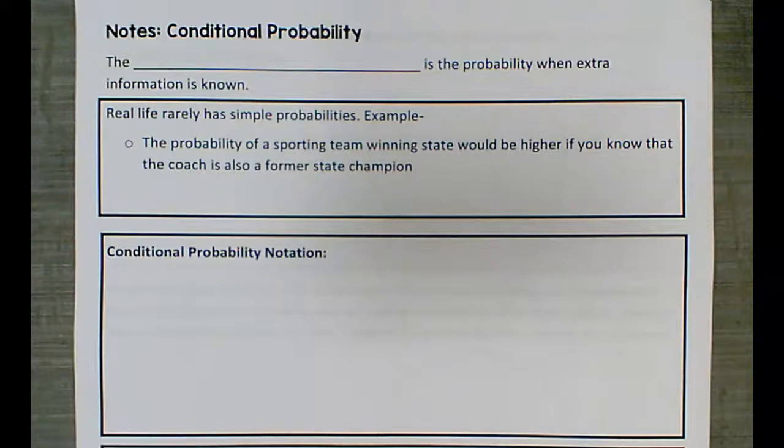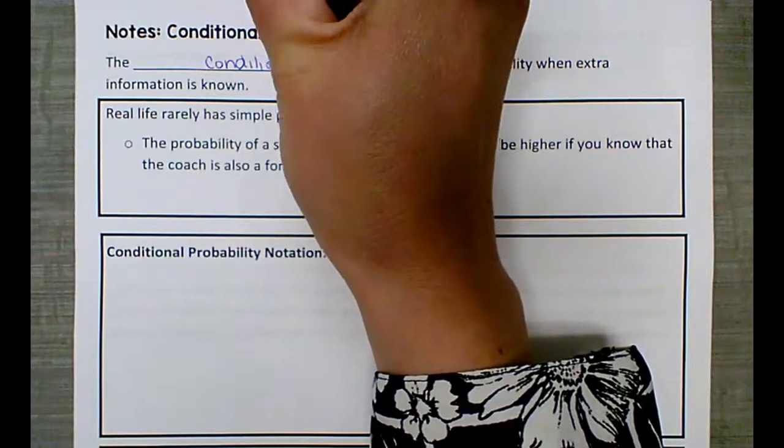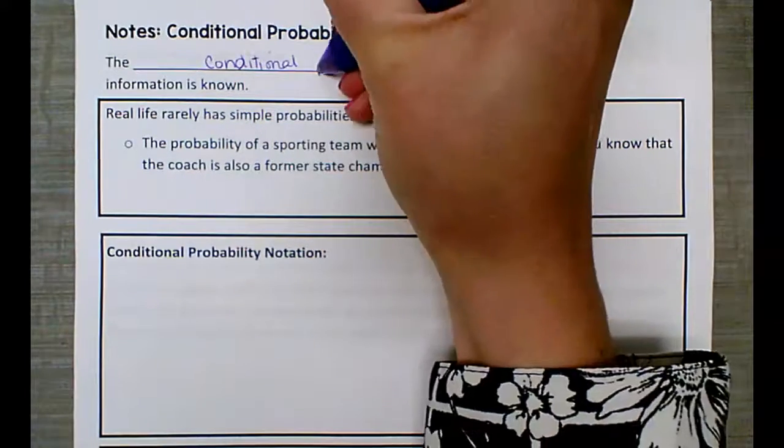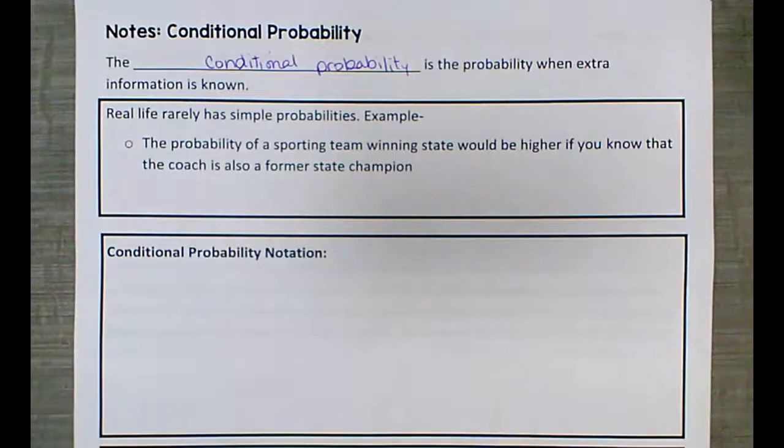Hi everyone, today we're going to talk about conditional probability. The conditional probability is the probability when extra information is already known. So you're going to be talking about multiple different events that are occurring, and at least one of the events is going to be known. Okay, so you know what's going to happen.